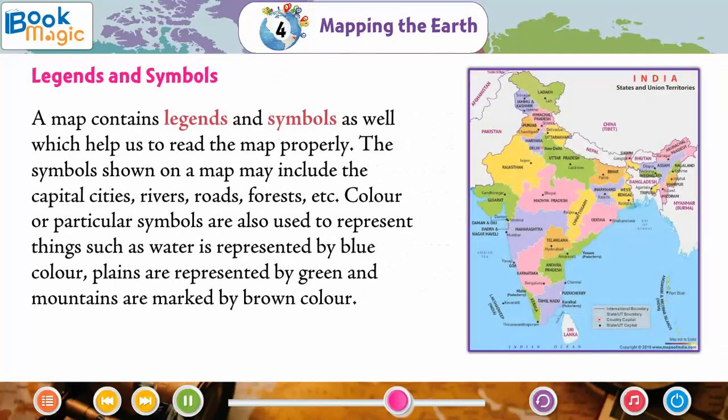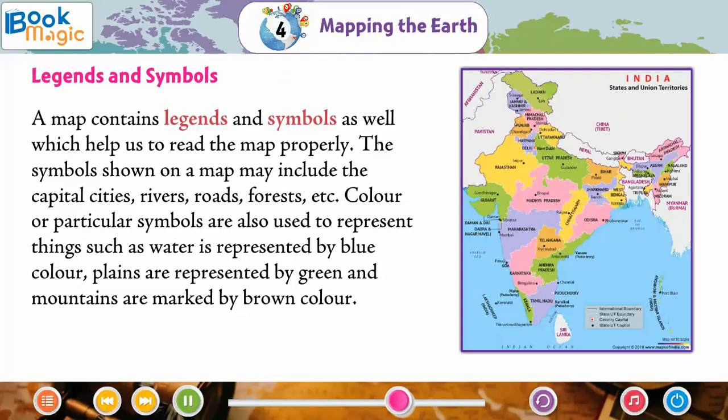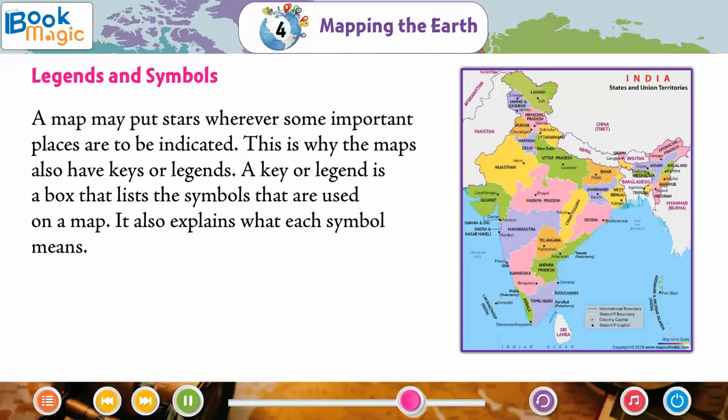Legends and symbols. A map contains legends and symbols as well, which help us to read the map properly. The symbols shown on a map may include the capital cities, rivers, roads, forests, etc. Colors on particular symbols are also used to represent things such as water is represented by blue color, plains are represented by green and mountains are marked by brown color. A map may put stars wherever some important places are to be indicated.